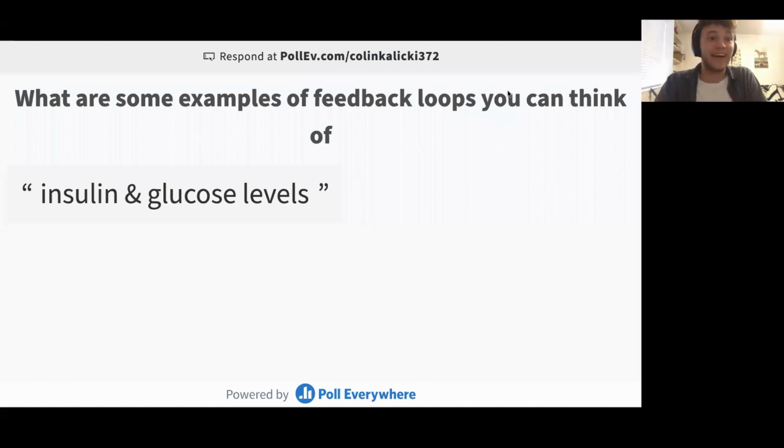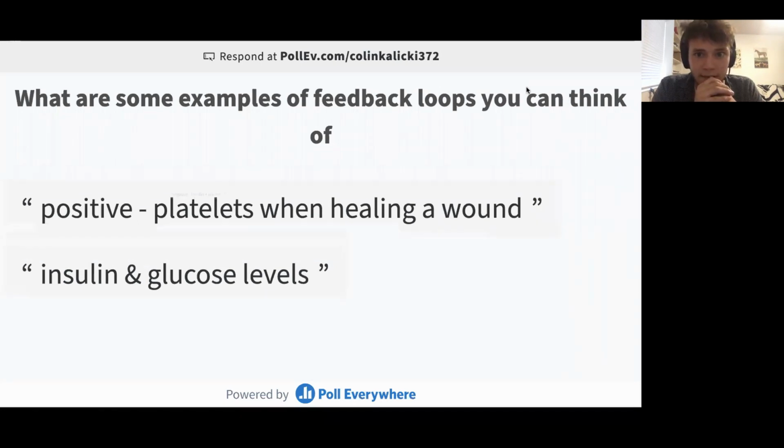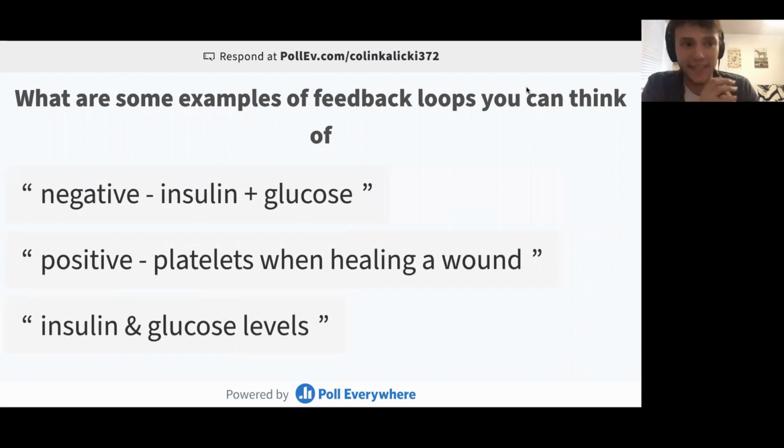Insulin and glucose levels. Yeah. Okay, now something to add: is that positive or negative feedback? I want you to add that in there too. Would that be positive or negative feedback? Whoever put that in, or if someone else wants to answer that. But that's a great example. That's a very classic example. Yeah, very good. Yeah, I can see that one. Yeah. There's some other ones. Very good. Yeah, it is a negative feedback for sure.